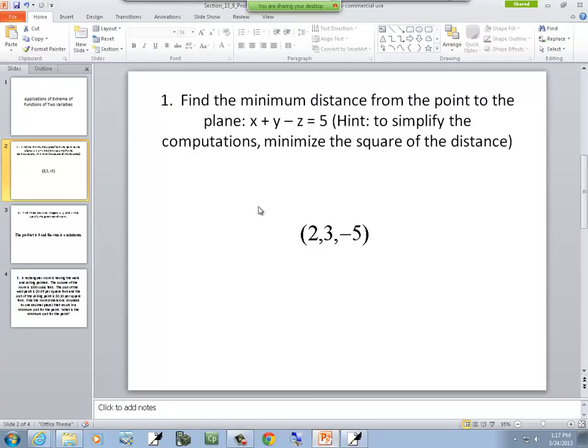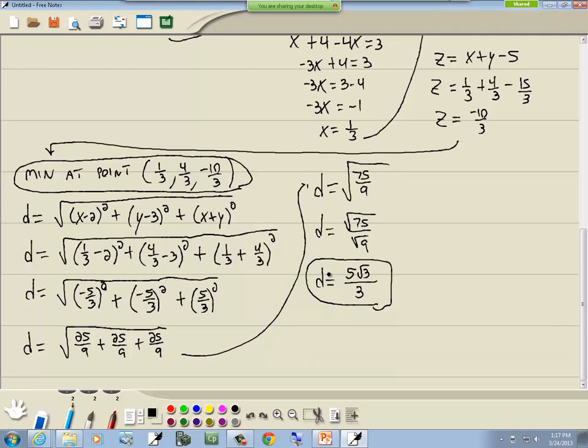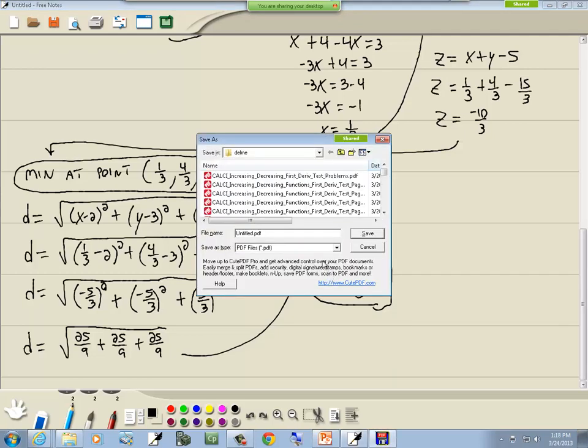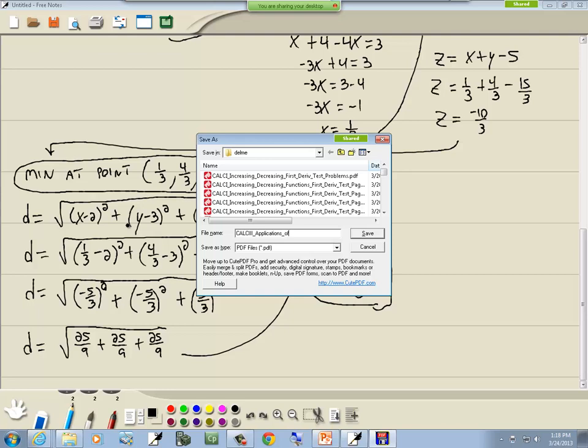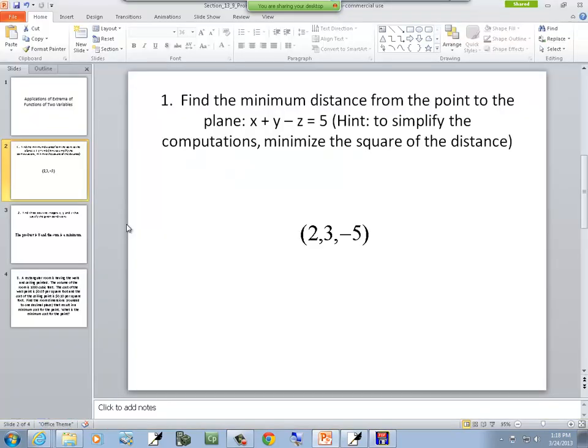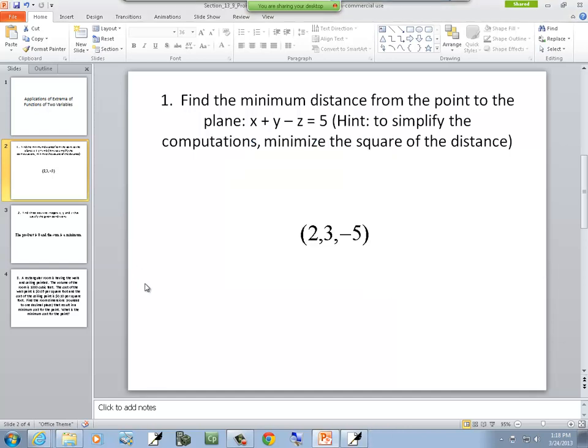What's this one called? Applications of Extrema of Functions of Two Variables. So let me save that. Page 01.pdf. There we go.